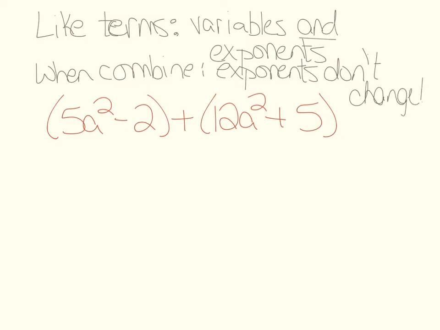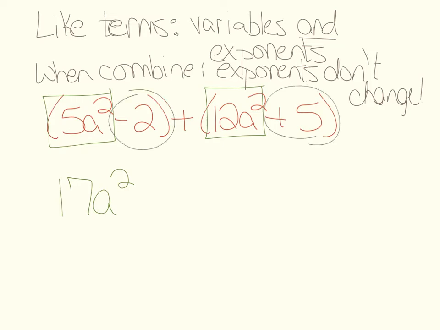Okay? So we look here, and I see 5a squared plus 12a squared. 5a squared plus 12a squared is 17a squared. Then I see two constants. I see a negative 2 and a plus 5. That's going to give me plus 3. So really, when you're adding polynomials, you're really just combining like terms.